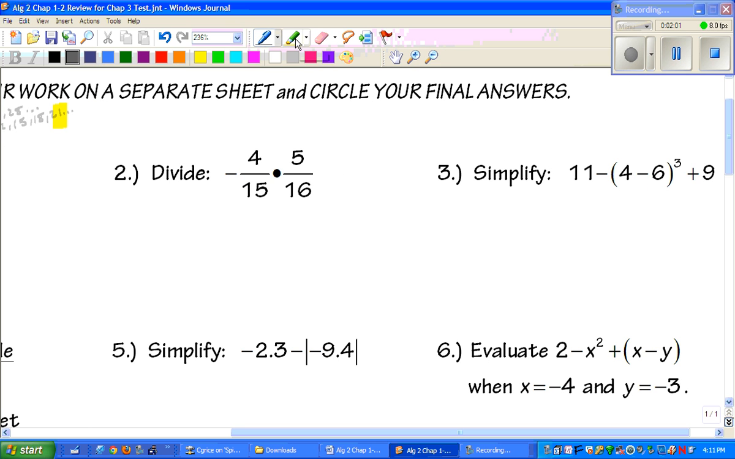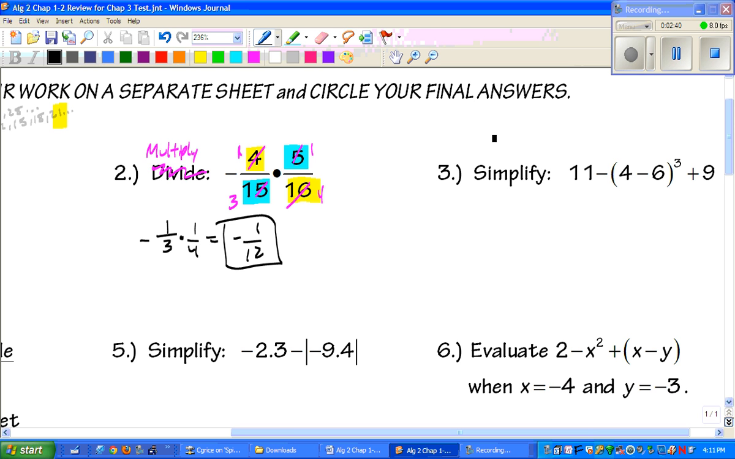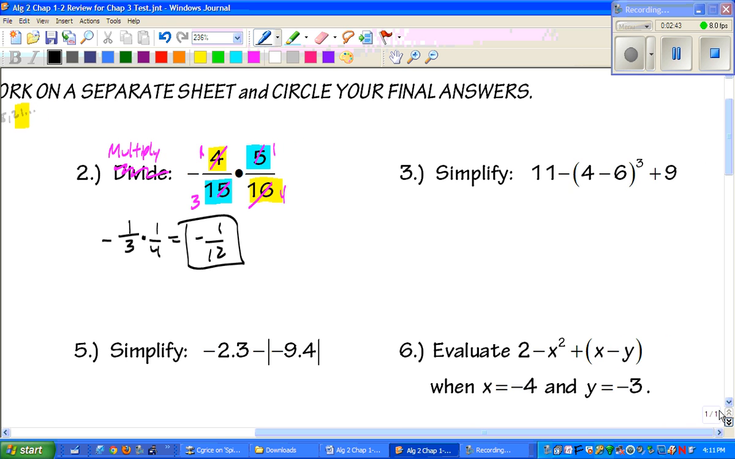All right, the next one is saying divide. That should really say multiply. So before we multiplied, we talked about how if you look at the kitty corners, you can reduce them. So 4 and 16, you can reduce those by dividing by 4, and you get 1 and 4. Same thing with the 5 and the 15. You can change the 5 to a 1 and that to a 3. And what we're really multiplying now is 1/3 times 1/4. When you multiply those together, you get negative 1/12. All right.